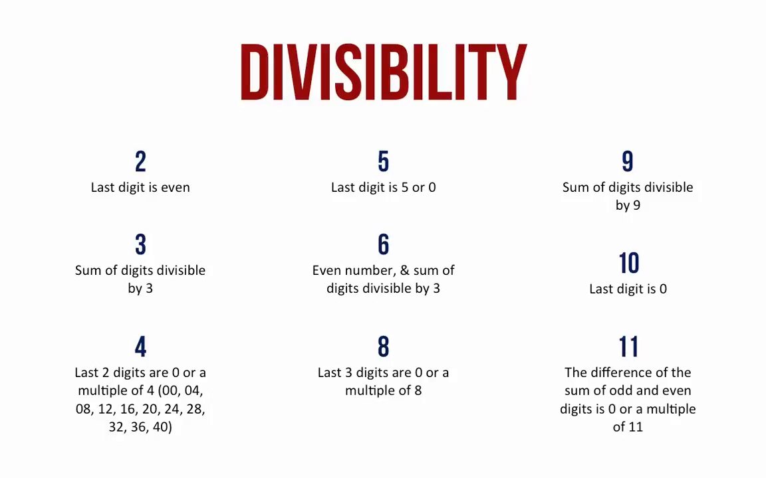A number is divisible by 11 if the difference of the sum of odd and even digits is 0. For example, 92,994. Write down the number 92994. The sum of odd digits is 9 plus 9 plus 4, 22. The sum of even digits is 2 plus 9, 11. The difference between the two sums is 22 minus 11, 11. Therefore, 92,994 is divisible by 11.